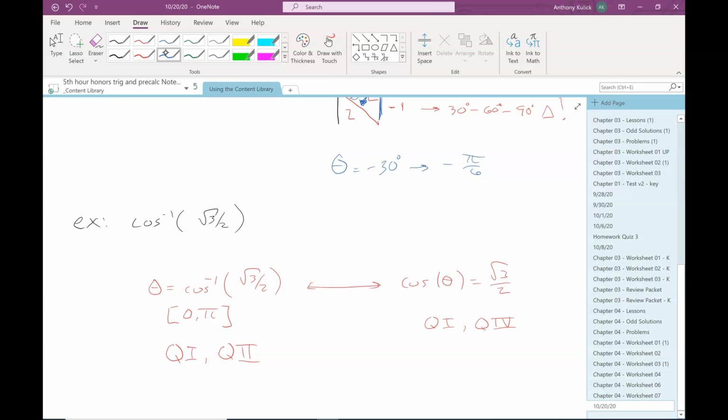And now we could either look up our value from the unit circle or we could draw a picture. Let's use the unit circle again. I think that's the easier route. So the answer I'm looking for is going to lie in quadrant 1. And it's going to be the location on my unit circle in quadrant 1 where the x-coordinate equals square root 3 over 2.